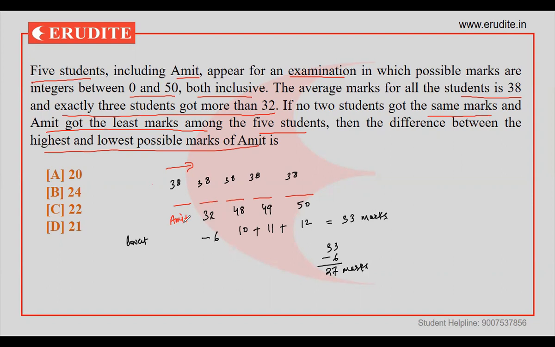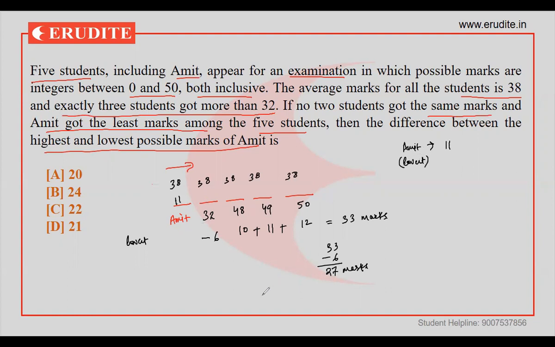Now guys, Amit should get 38 on average, right? Fine. We have extra marks of 27. Then if I give Amit 11 marks, then Amit will get 38 overall. So the minimum marks Amit can get is how much? 11. Lowest marks.